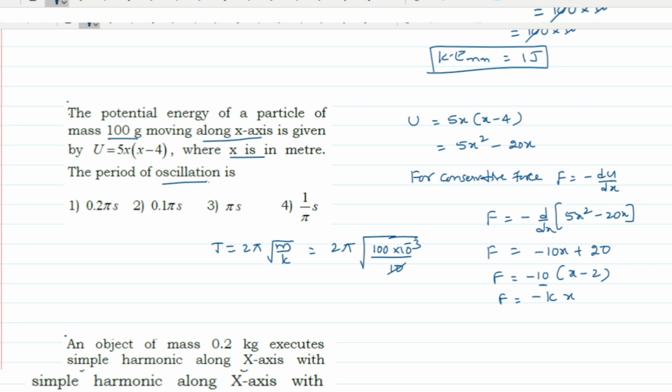So just simplify this one. 10 times 10 power minus 2, so 2 pi into root 10 power minus 2. It becomes 2 pi into 10 power minus 1, since the square and root cancel. So we will be getting 0.2 pi. So the time period value will be 0.2 pi, that is 2 into 10 power minus 1, 0.2 into pi.